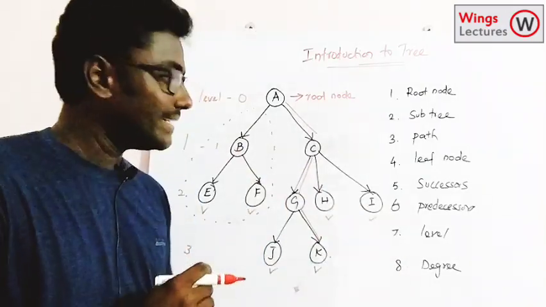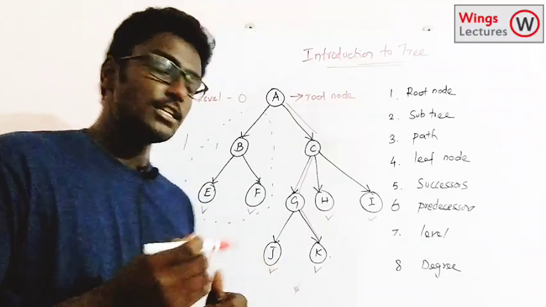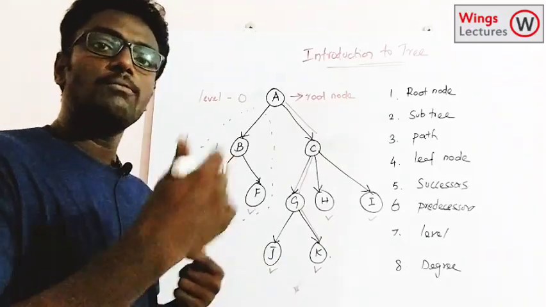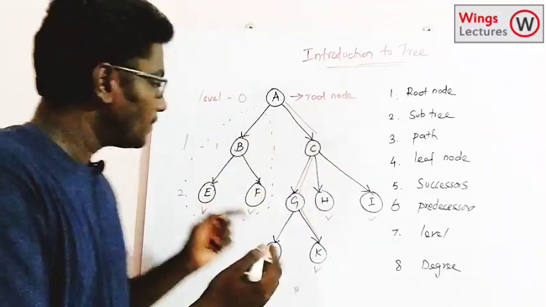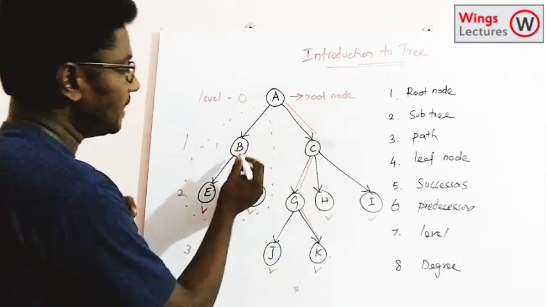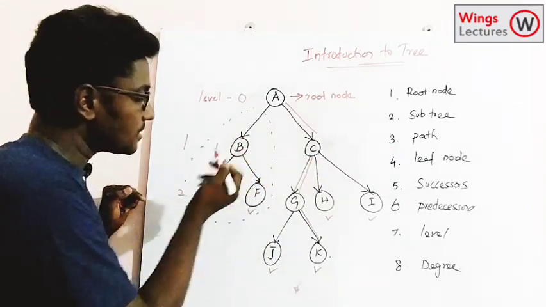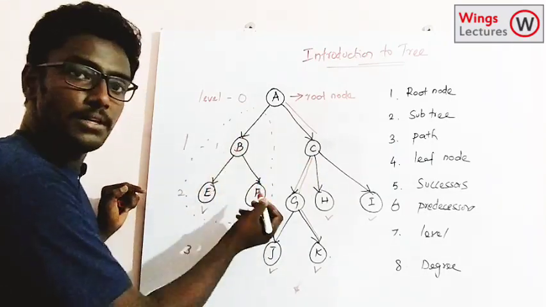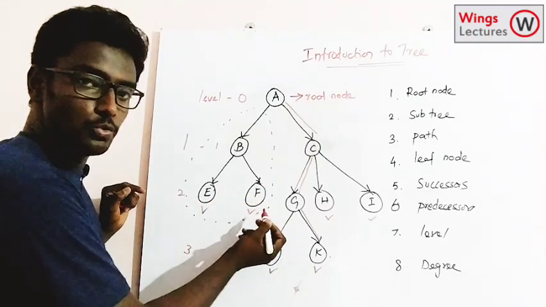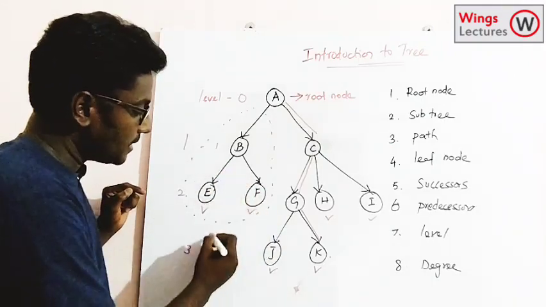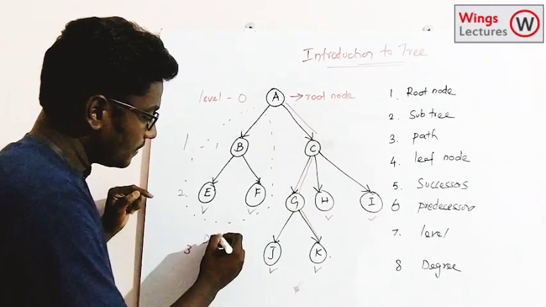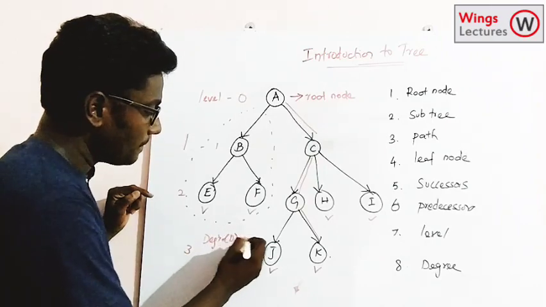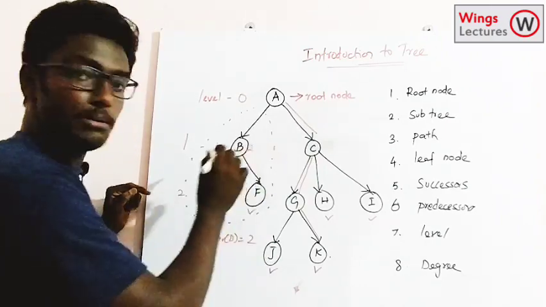And what about the degree? Degree is nothing but how many nodes a node has. For example, take B. What is the degree of B? How many children does it have? 2, right? So the degree of B will be 2.